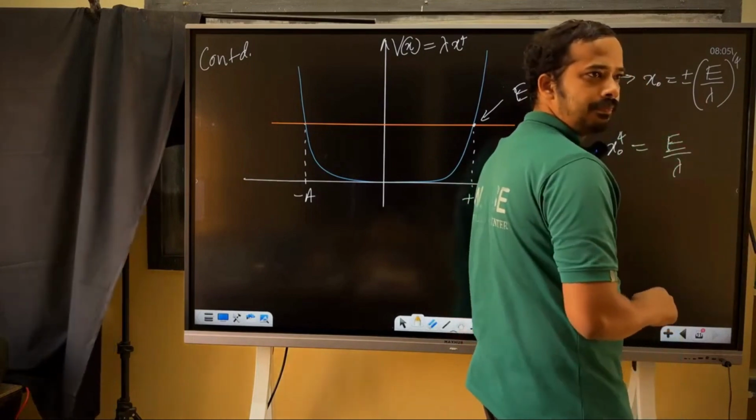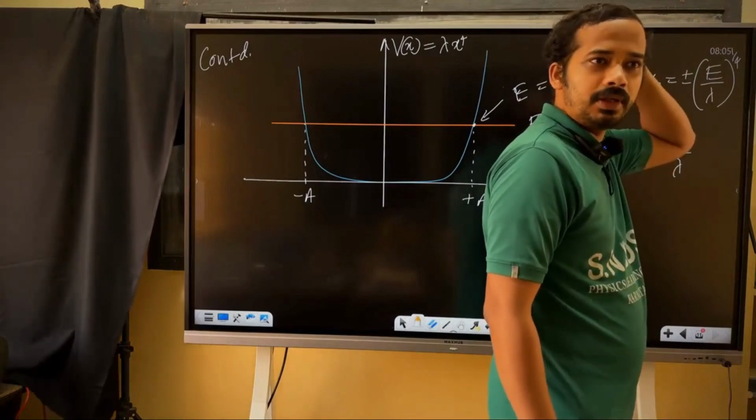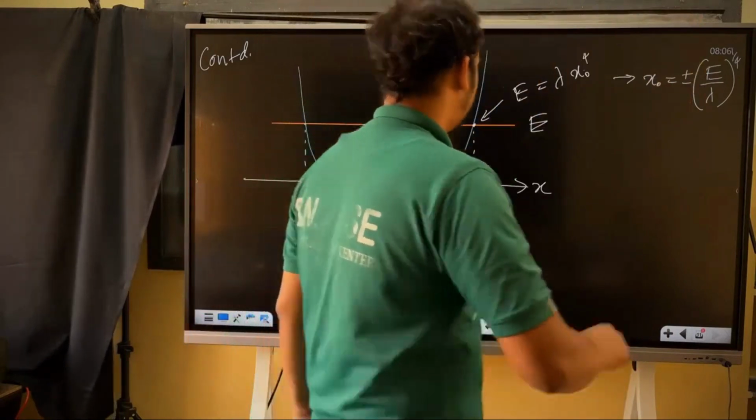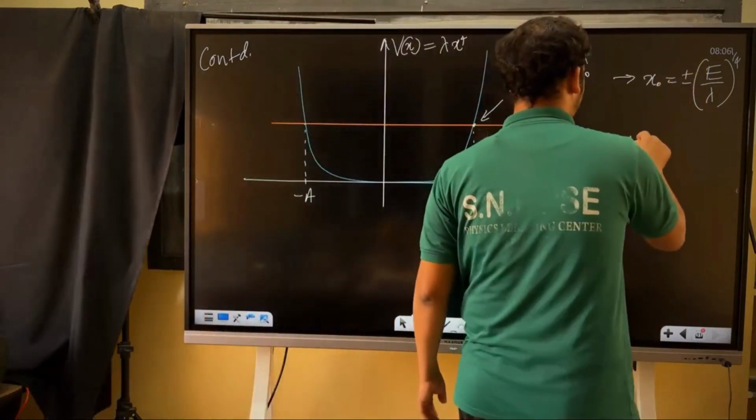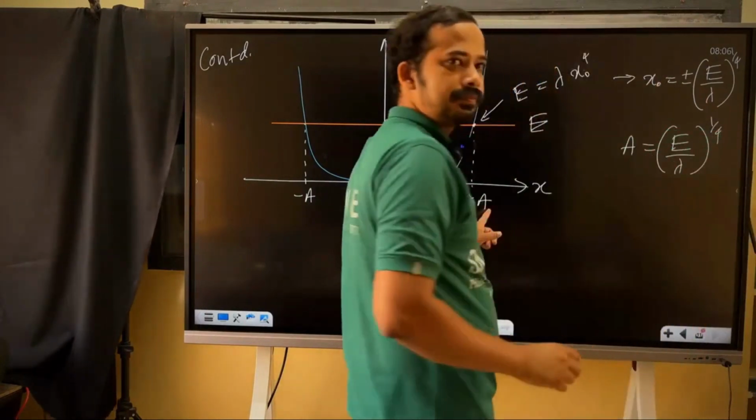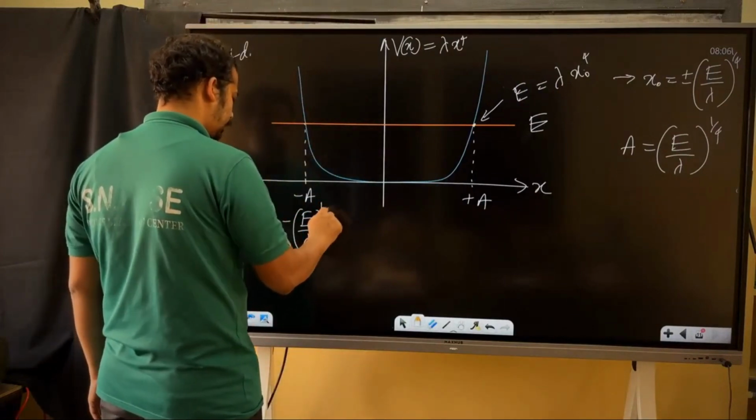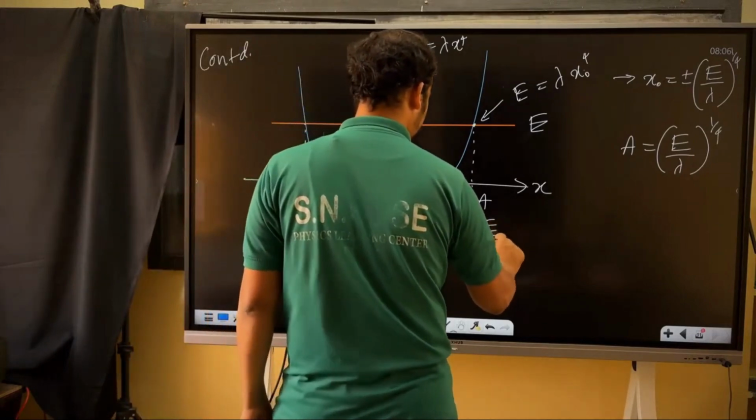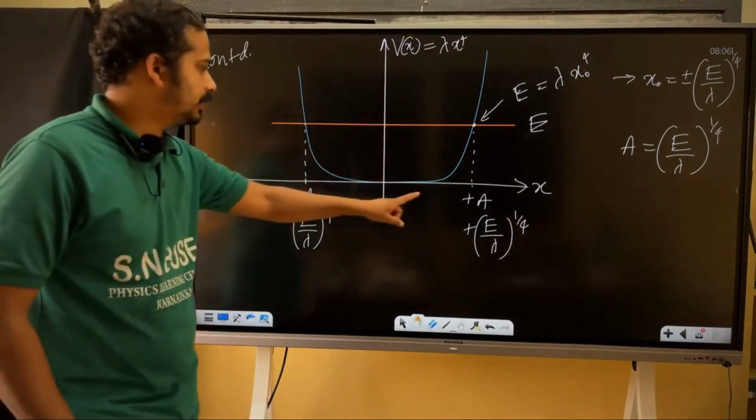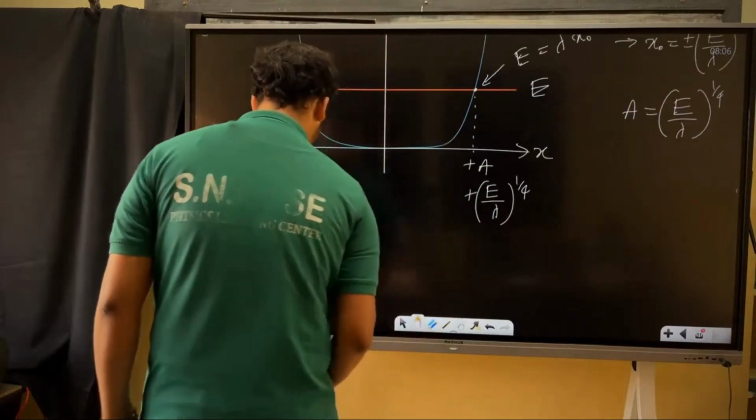Am I right? I to the power 4 is also plus 1, but anyway, that need not be worried. Only real values. So that's why this A is nothing but E by lambda raised to 1 by 4. Can I say like this? So minus E by lambda raised to 1 by 4 and plus E by lambda raised to 1 by 4. Fine. One part. You just locate these things in terms of energy because he's asking in terms of energy. Next thing is you go for conservation law.